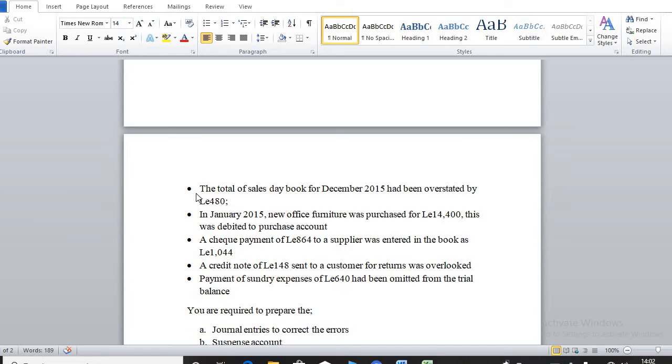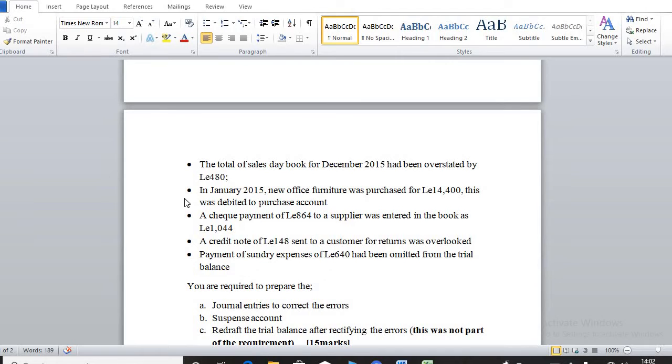Okay, so let's continue from where we left. We are done with the I aspect of the question. We are moving on to the II, or the second aspect of it. And the question says that in January 2015, new office furniture was purchased for 14,400. This was debited to purchases account, okay?